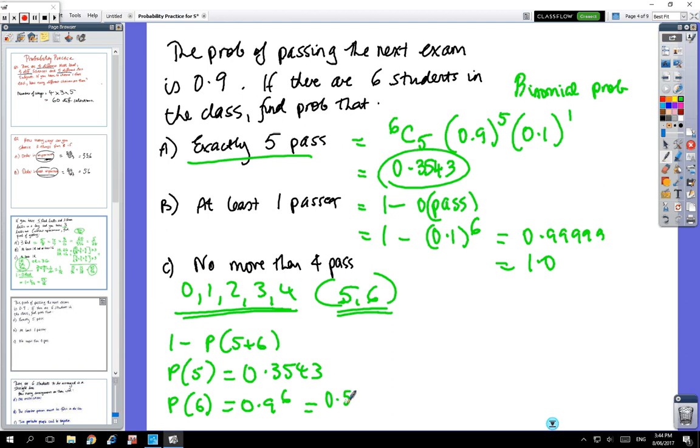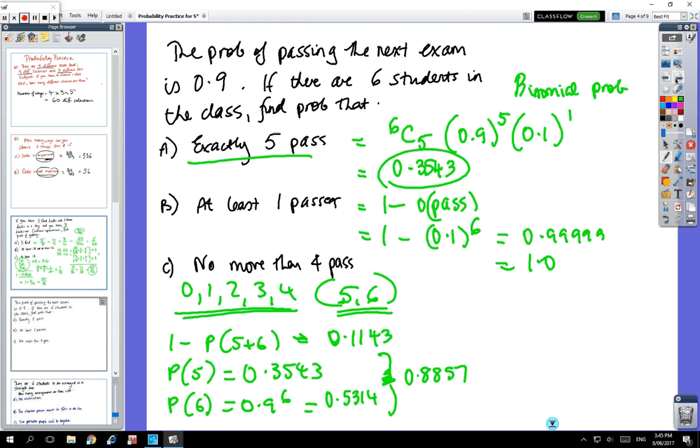Okay, so that's 0.5314, and so plus 0.3543. So those two numbers add up to 0.8857. So this answer is going to be 1 minus 0.8857. So no more than 4 passes, 0.1143.